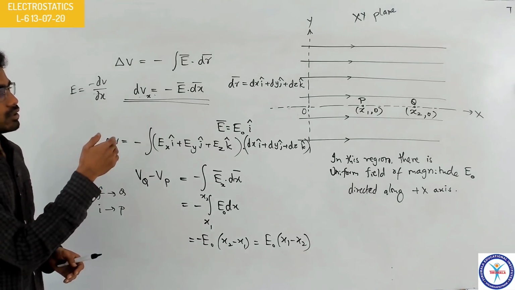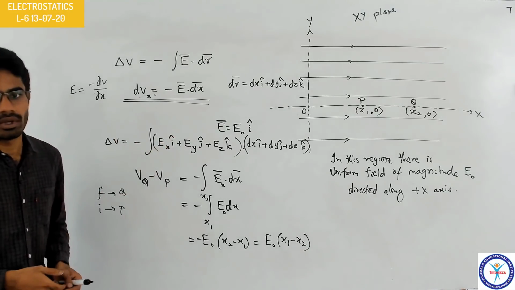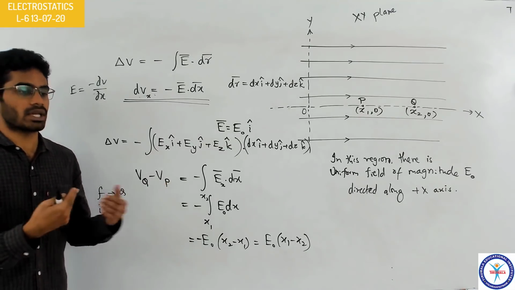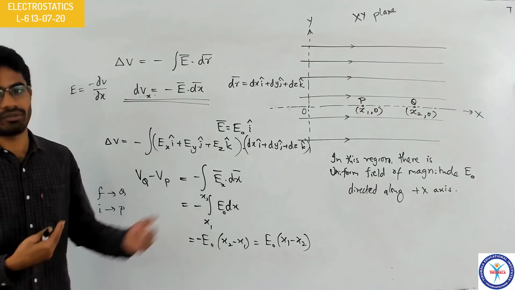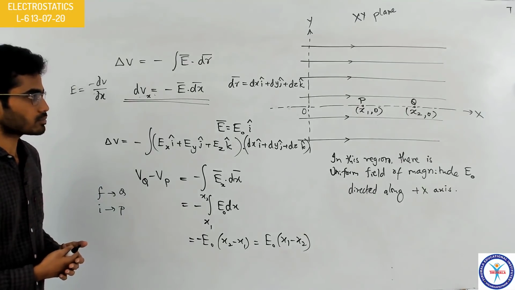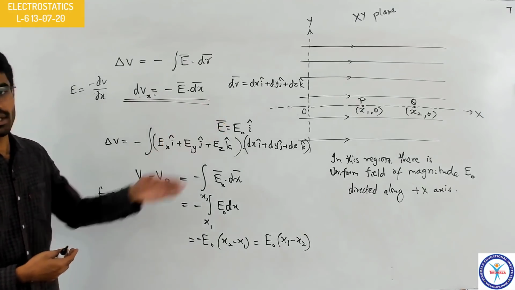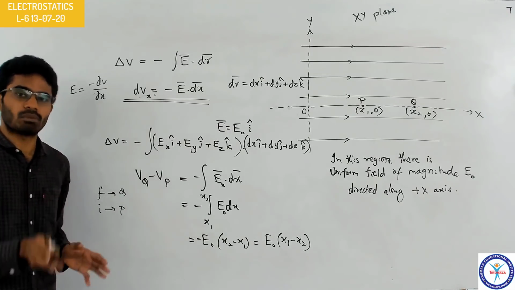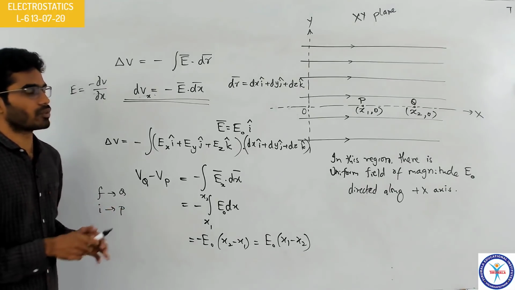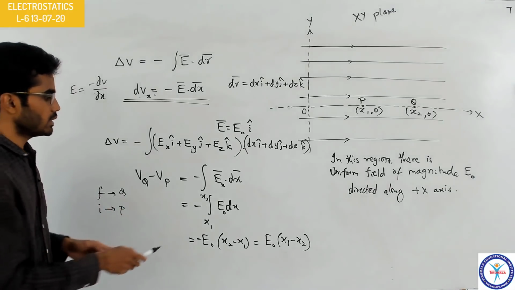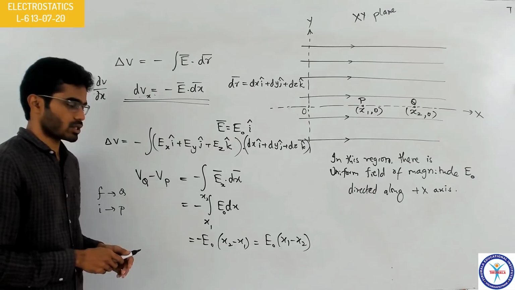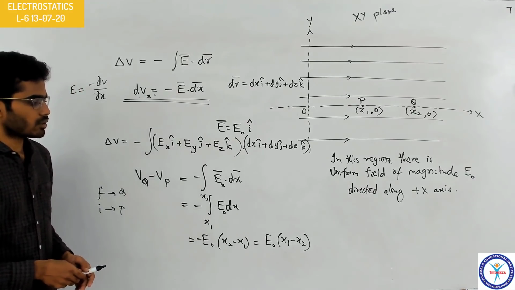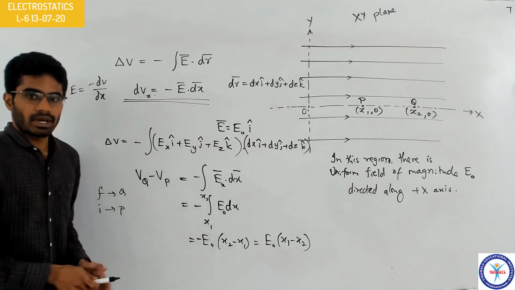Moving from P to Q, we observe a potential difference. Potential can be different as you move along the field, and the final potential minus initial potential can be calculated this way. Along a particular direction, in a uniform field, all you need to do is take the component along that direction and perform the integration. So this is some mathematical analysis.